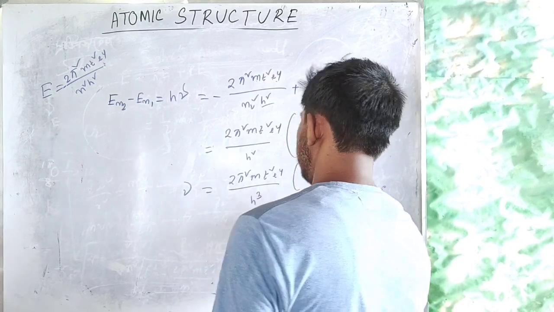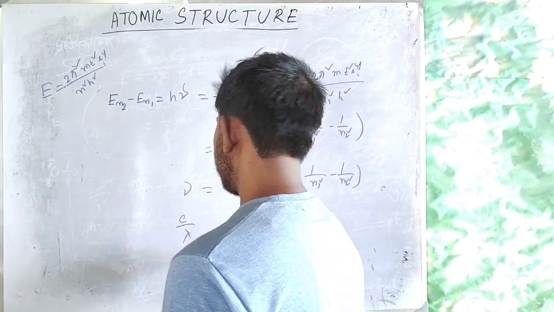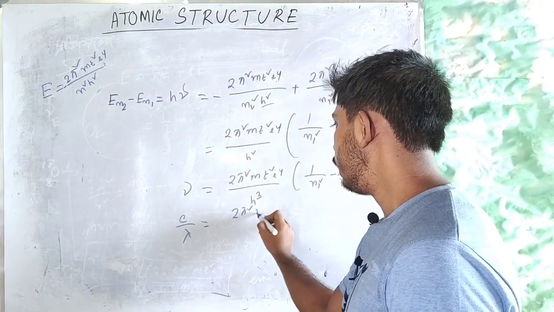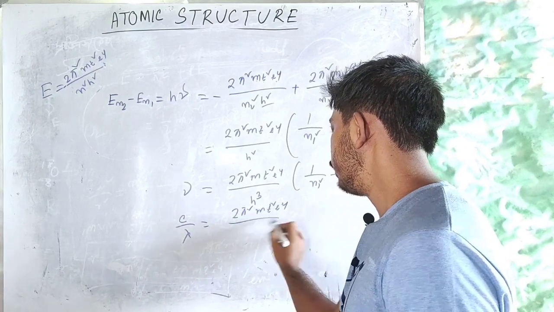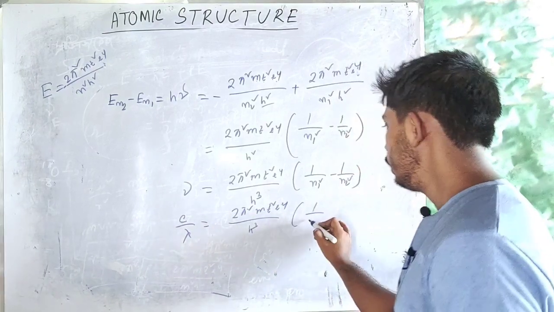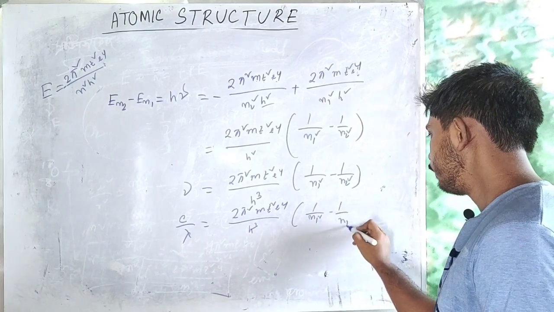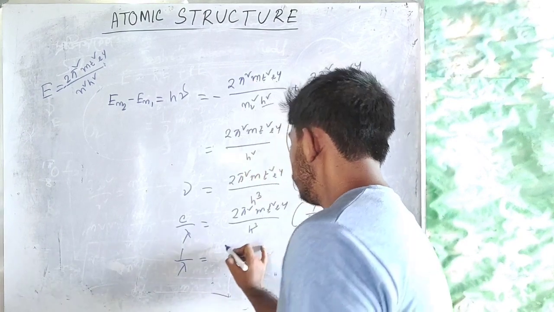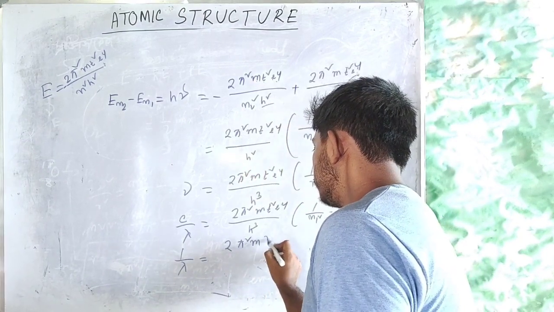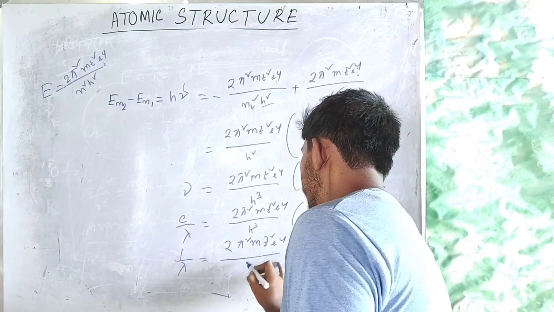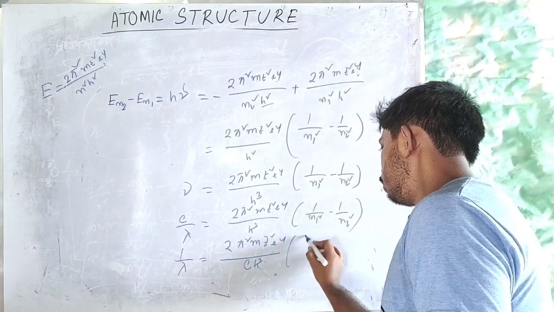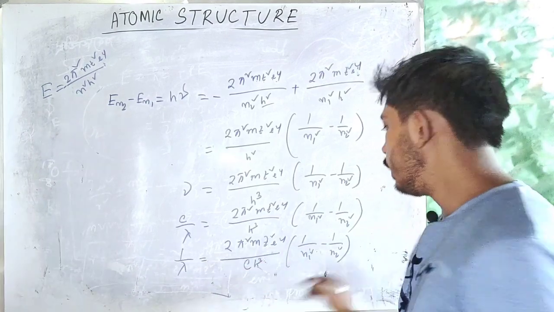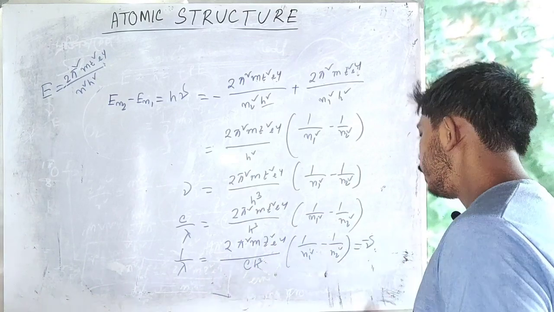or ν is equal to c/λ. We have seen this in earlier sessions. So c/λ will be equal to 2π²mZ²e⁴/h³ into (1/n1² minus 1/n2²), or 1/λ will be equal to 2π²mZ²e⁴/ch³ into (1/n1² minus 1/n2²). 1/λ is called the wave number, that is ν bar.